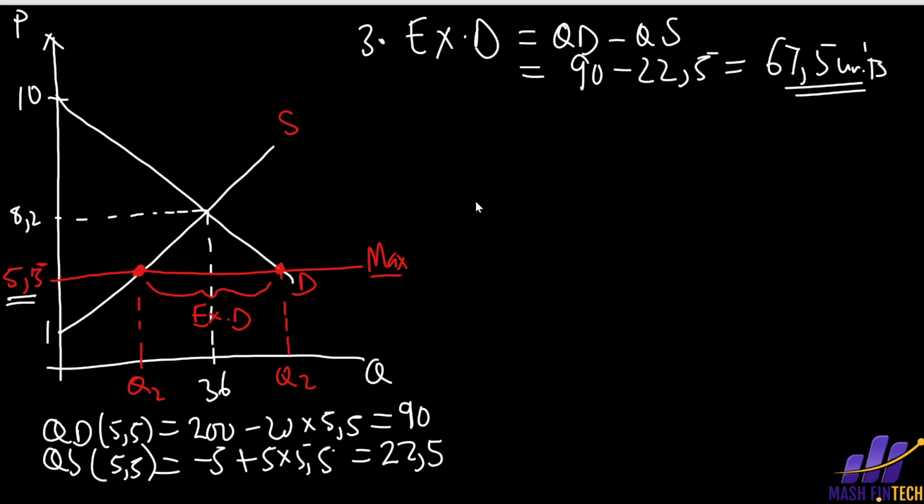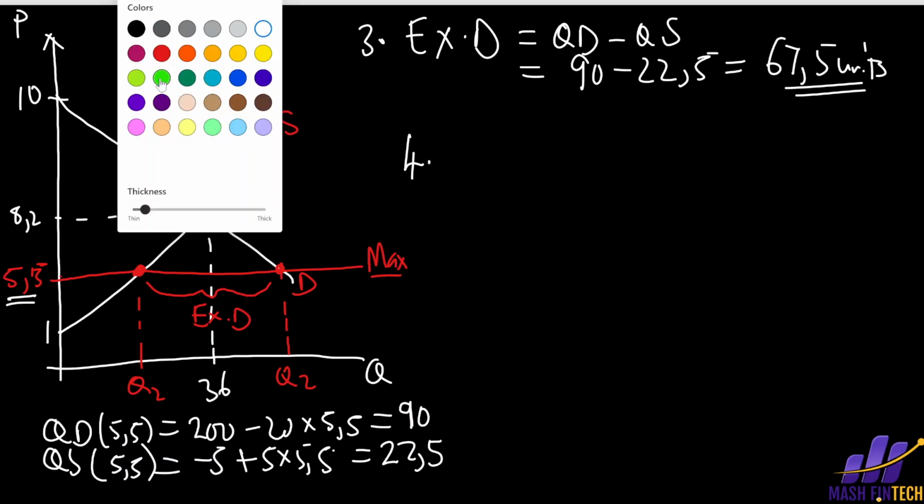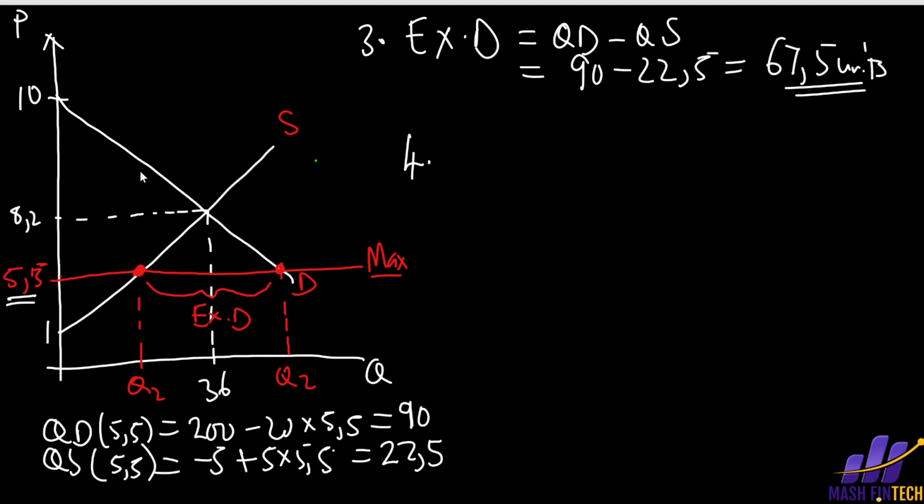Okay, now for the last part, which is part 4. We are asked to calculate the deadweight loss, and coming back to this graph here, I'm going to use a different color again. Let me use green. The deadweight loss is this area here, this triangle here. We have this price of 5,5. We have this quantity, right? This quantity is on the supply curve.